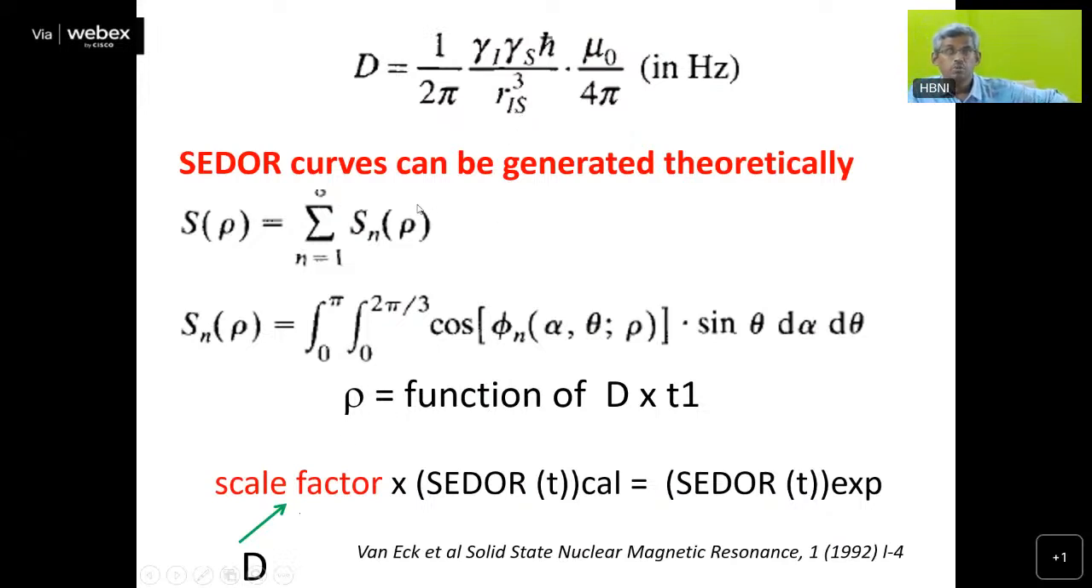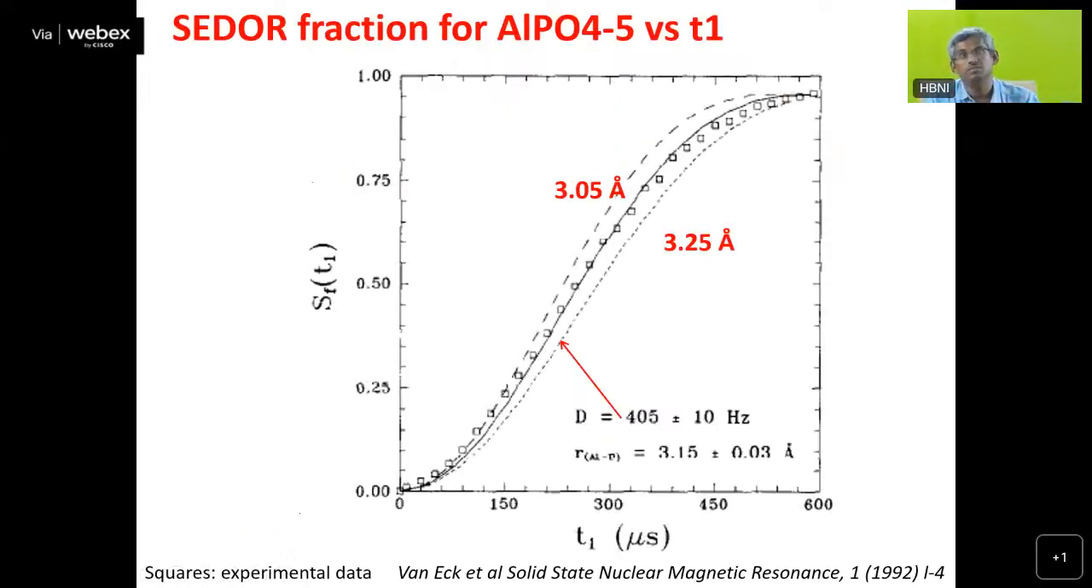So what exactly you have to remember is, we experimentally evaluate the spin echo intensity, and then you can also evaluate it theoretically. Then you multiply the theoretically evaluated SEDOR as a function of time with a scale factor and match it with the SEDOR you are getting experimentally. So this scale factor is nothing but the dipole-dipole coupling. From this you can evaluate the coupling constant value.